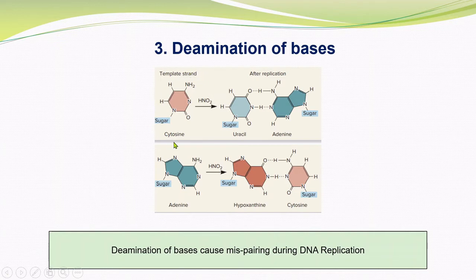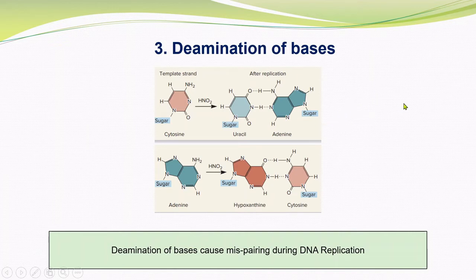During the deamination process, an amino group is removed from the bases. We have already discussed how cytosine spontaneously deaminates to uracil. It loses its amine group and becomes uracil. Uracil is not the normal base of DNA and it base pairs with adenine. So the deaminated cytosine becomes uracil, uracil base pairs with adenine, and adenine base pairs with thymine.